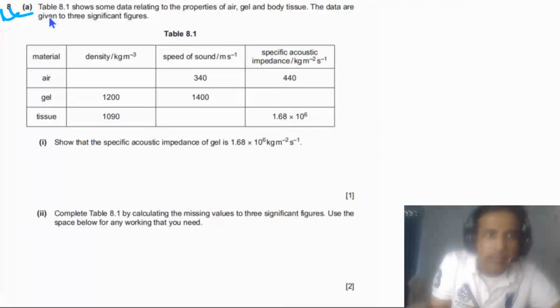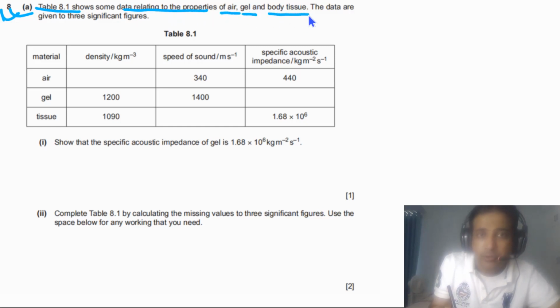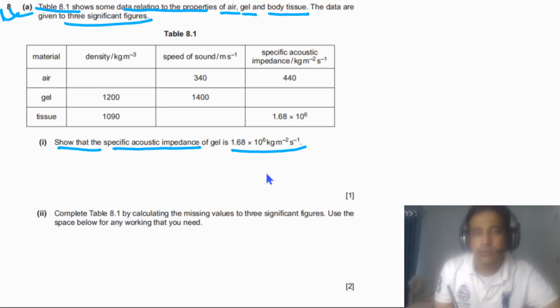Question 8 part A says table 8.1 shows some data relating to the properties of air, gel and body tissue. The data are given to 3 significant figures. For part A1, we need to show that specific acoustic impedance of gel is 1.68 times 10 to 6 kg per meter square per second.